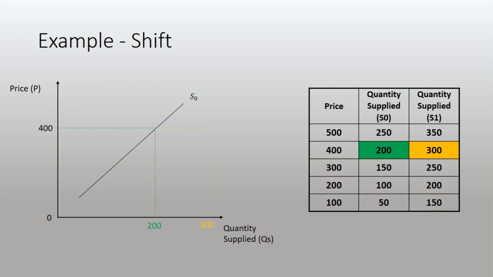Now how do we illustrate this change to 300? Well, we simply shift our supply curve to the right, and this will show this change in supply. And don't forget to label your new supply line as S1 to illustrate this change in supply.